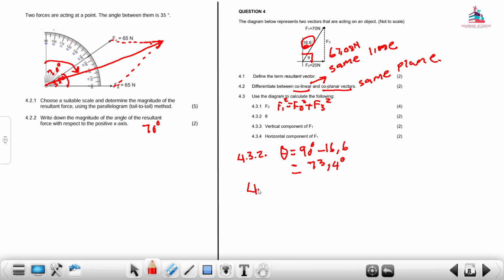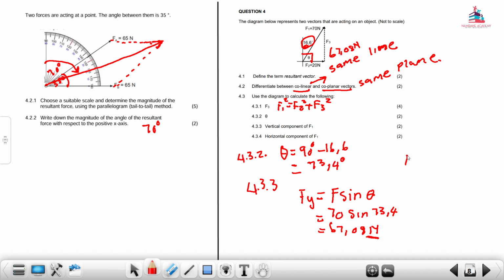Right, so for 4.3.3, what are we calculating? We are calculating the vertical component. So what is the vertical component? Vertical component is Fy. Fy is given by F sine theta. Remember, I said theta is the angle from your x-axis to your F. So what is our force? It's 70 sine. Which angle are we using? We are using 73.4, which is 67.08. It's force, therefore the unit is newtons.